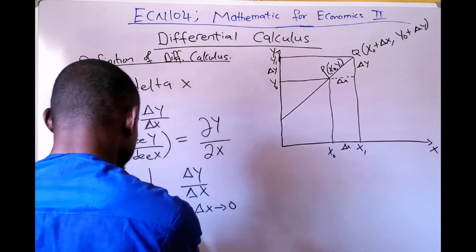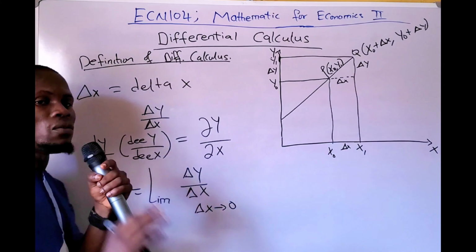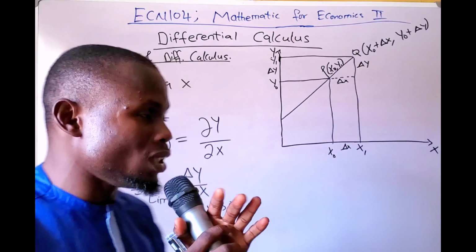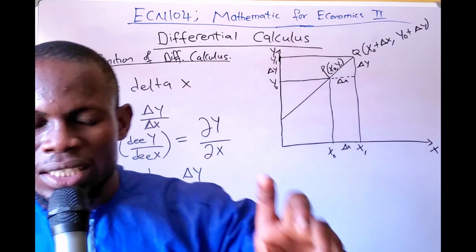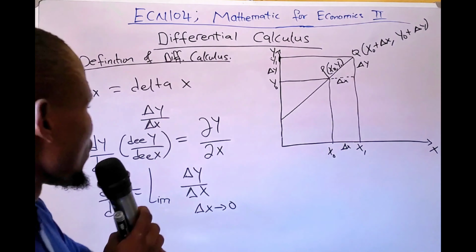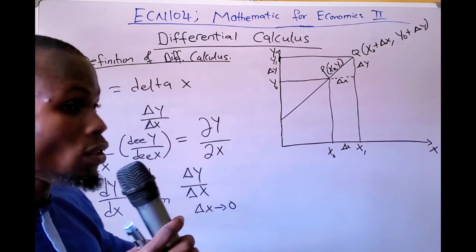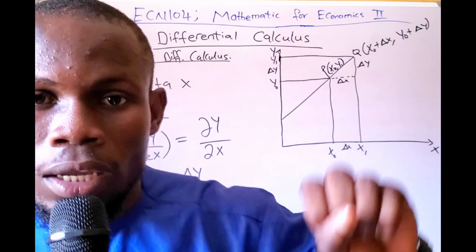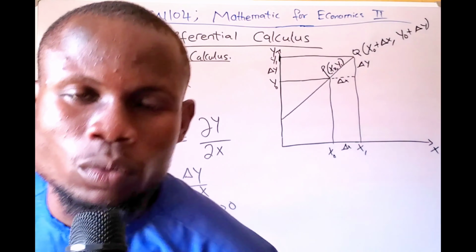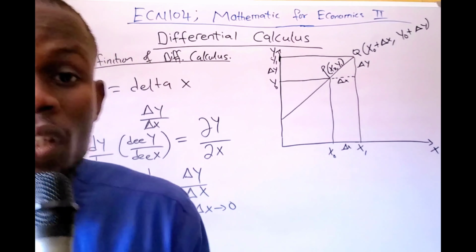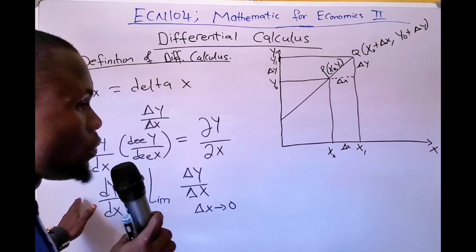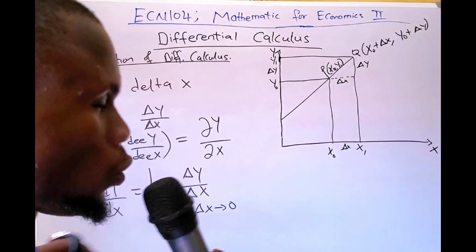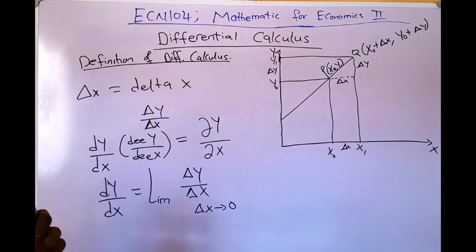Until you take the limit, everything you are finding is what we call the gradient. But when you find the limit of the gradients as the independent variable x tends to 0, that is, as the change becomes non-noticeable, almost 0, that is the derivative of the function.